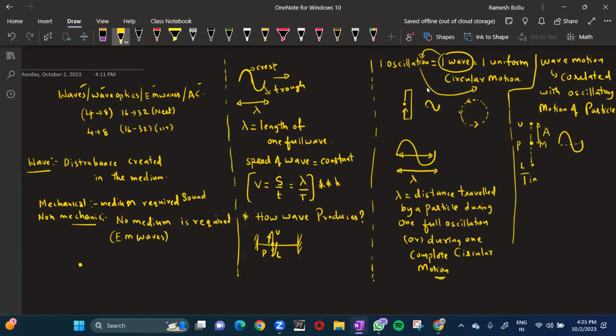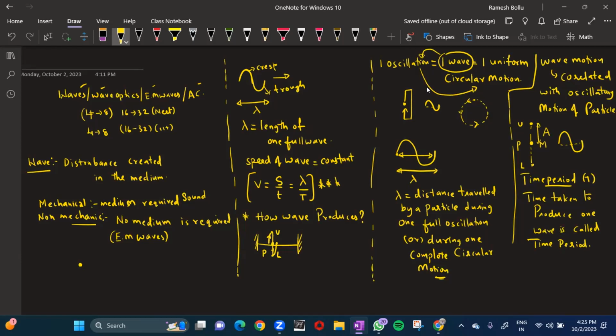Next is the time period of the wave. Tell me, children, what is the meaning of time period of the wave? Time taken to produce one wave is called time period, or the time taken to produce one complete oscillation is also called time period.